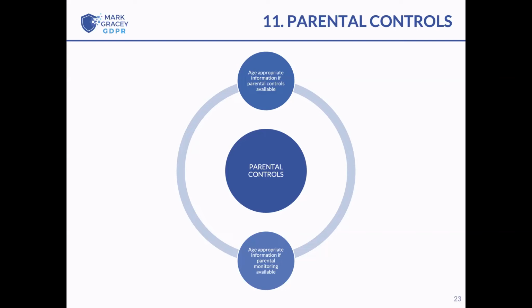So again, any information you provide has to be age appropriate. So it has to be targeted to your key audience so that they understand it in the way that they would understand, depending on their age and their abilities. So there's nothing stopping you putting parental controls in place, but this element of the code, the 11th standard, is about making sure that the child understands what those options are, what control parents have over the service, and what they might be doing with any information that the parents might have access to.